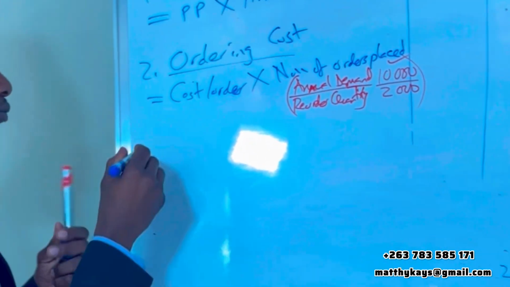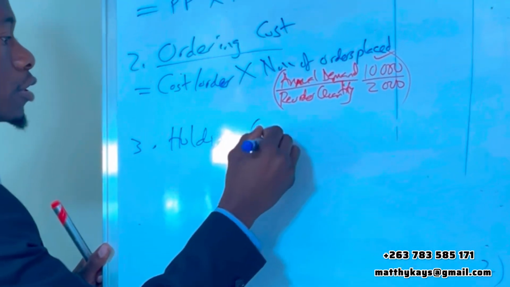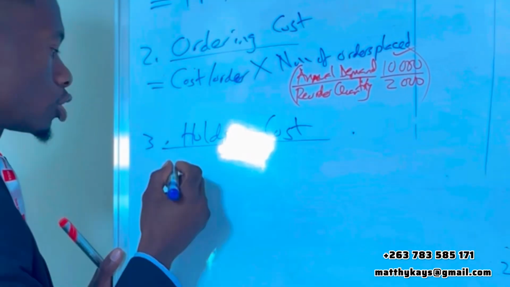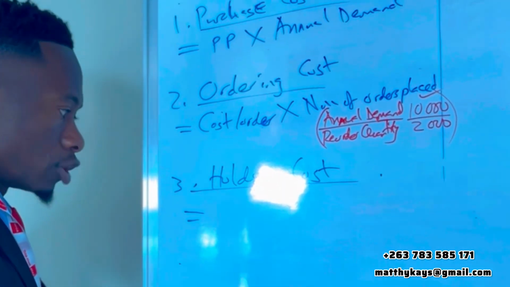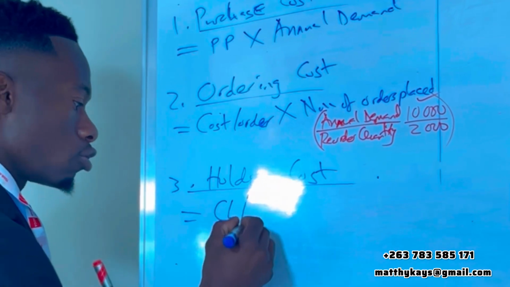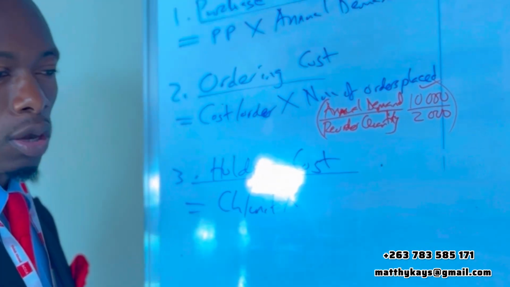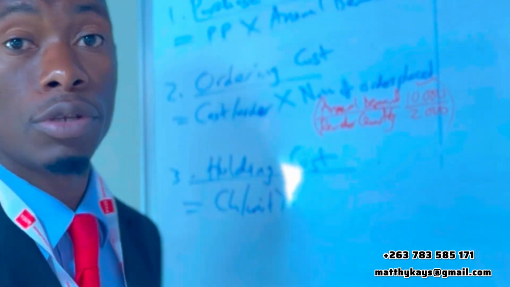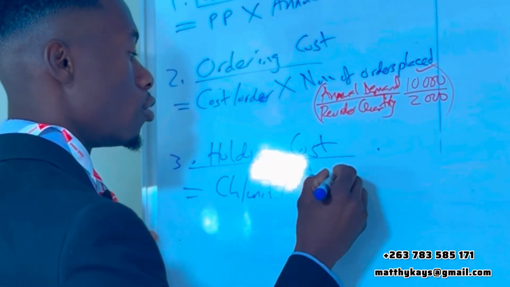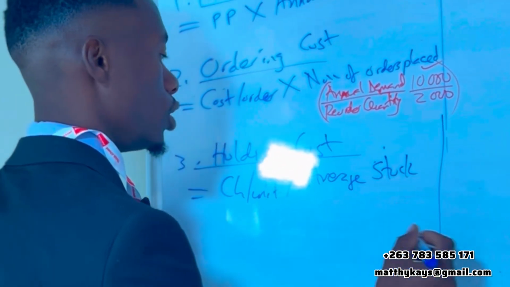Then number 3 is the holding cost. Now, when you hold the stock, you incur the holding cost. So the holding cost per unit, then you multiply with what? When you're holding stock, guys, you buy, you sell, buy, you sell. So that's why you use the average stock. You multiply with the average stock, or we say the average inventory.